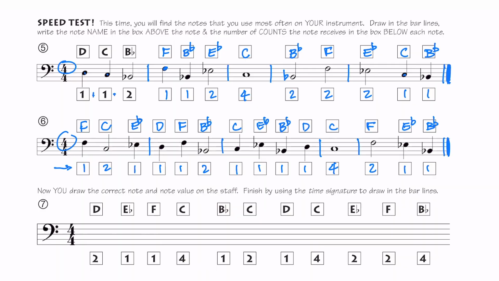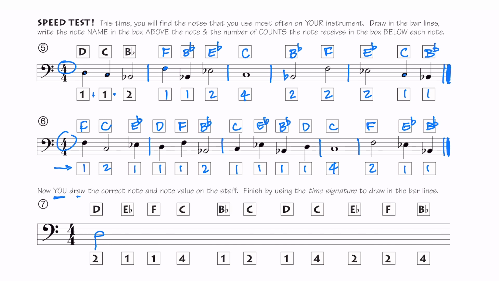Number 7, now you draw the correct note and correct note value on the staff. Finish by using the time signature to draw on the bar lines. So a lot of stuff to do here. First I want to find a D. Good boys do. We know it's here, but it is 2. What kind of note gets 2 counts? A half note. So you see how you have to find the note, but then also draw in the correct note value. We'll go back in and draw the bar lines in a second, but let's just do note value.